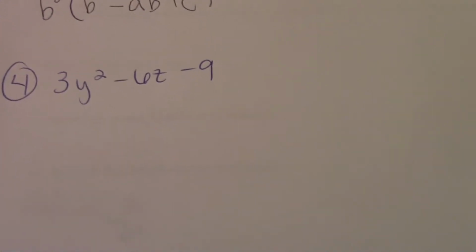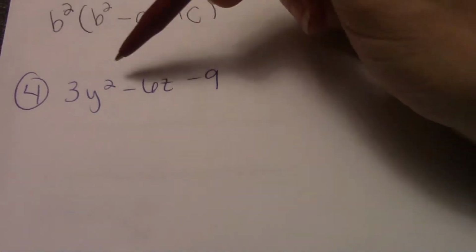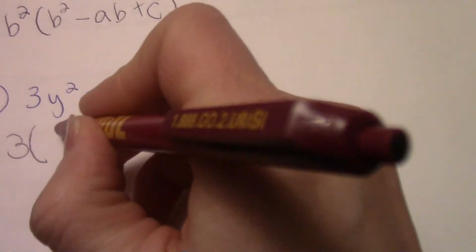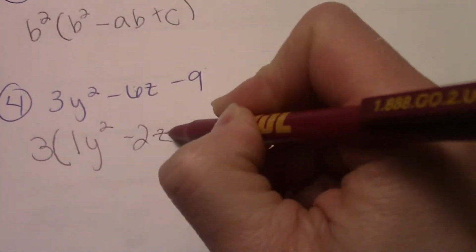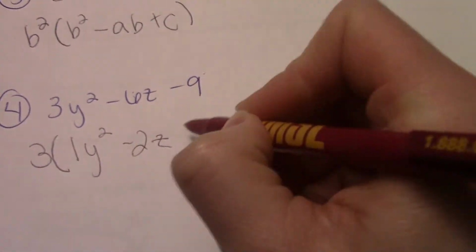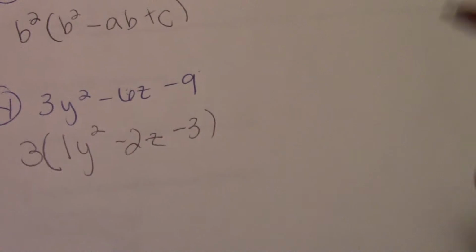We are back on number 4 to more numbers, because we don't have any repeating letters. So we've got a 3 that goes into 6, and 3 goes into 9. So 3 divided by 3 is 1. Y squared, because we didn't take out any letters. Negative 6 divided by 3 is negative 2z. And negative 9 divided by negative 3 is negative 3. And then we are done with that.